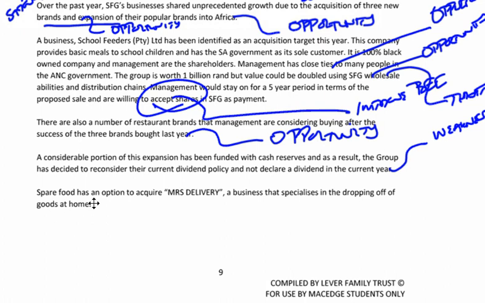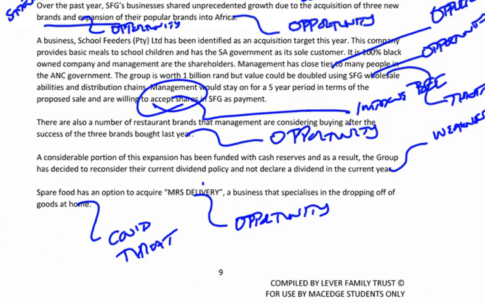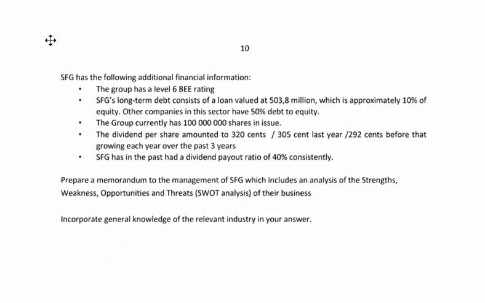There's Spare Foods as an option to acquire Mrs. Delivery, a business that specializes in the dropping off of goods at home. There's an opportunity, okay? We've got COVID, which is a threat, which means that many of our businesses, if we have to have another lockdown, are going to be impacted upon it. This would mitigate that risk, and this would give you an opportunity to deliver goods to people at home from your restaurants themselves. Carrying on.